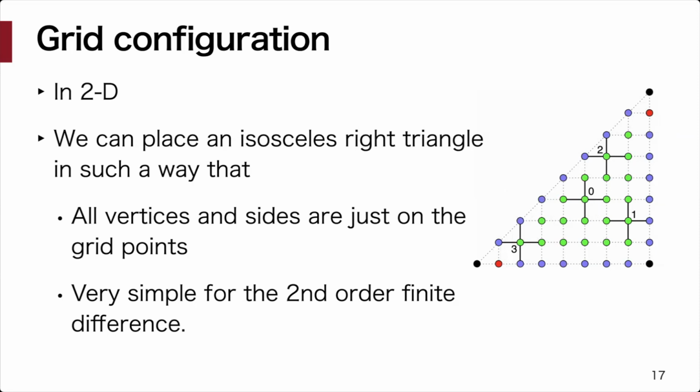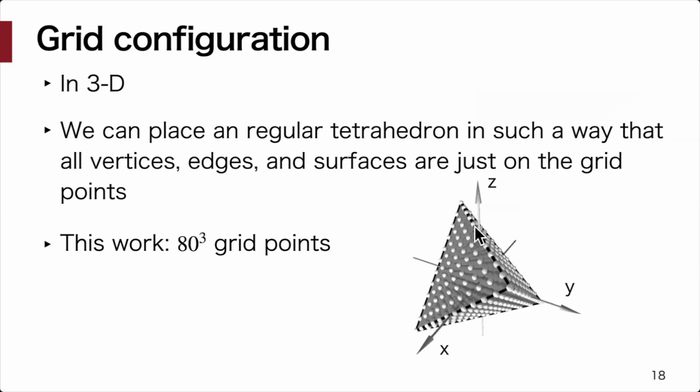This was a 2D case, and this is also true for the 3D case for the tetrahedron. We can place the regular tetrahedron in such a way that all the vertices, edges, and surfaces are just on the grid points. So in this case, we do not need any special care about the treatment of the boundaries. All we have to do is just to solve the second order finite difference method. And in this work, I use just 80 cubed grid points. It's very small. Even I can run this simulation code on my PC.